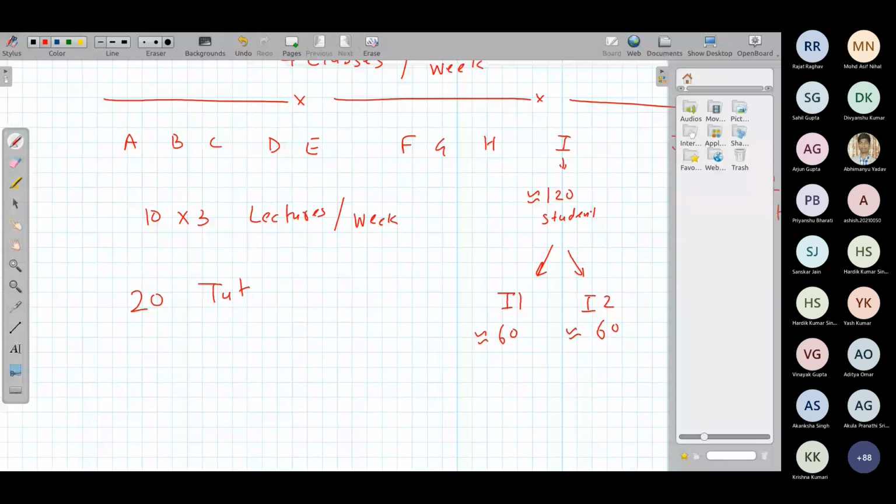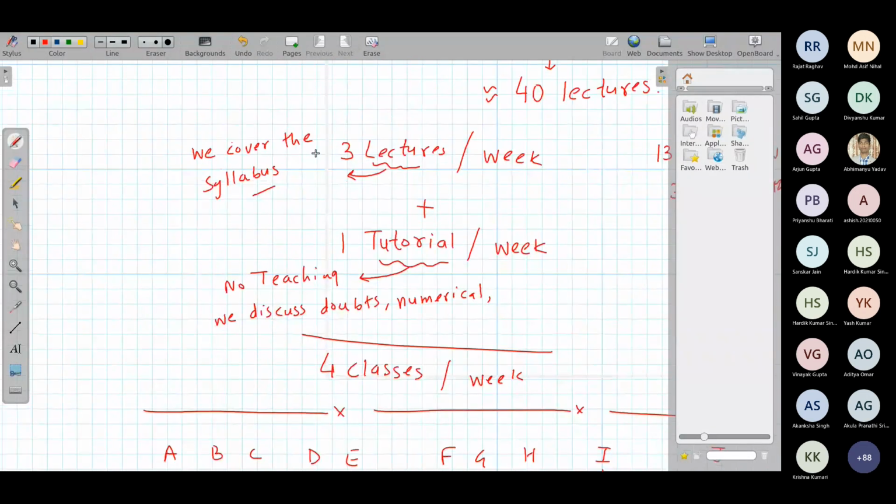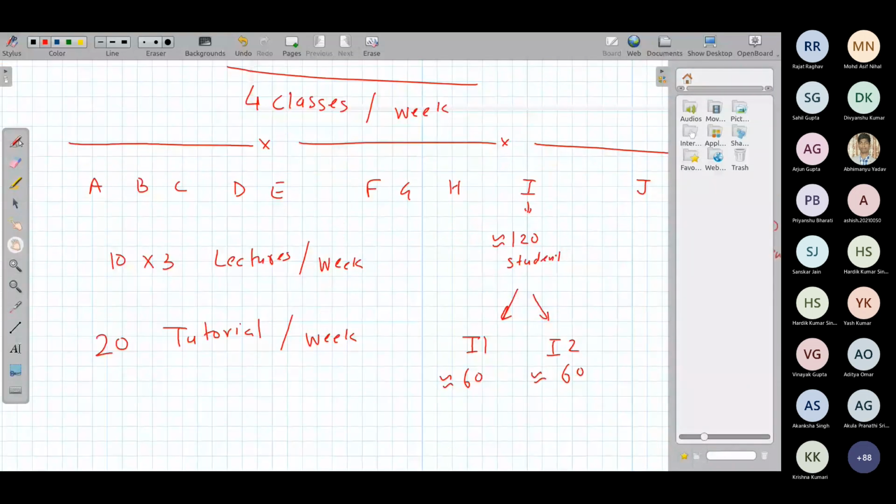Why do we have this splitting? Because here we are going to teach roughly 100 students. But when it comes to discussion, discussion takes time. Sometimes numericals are lengthy, so we need to spend more time with you. So how do we spend more time with you? We divide the students into multiple classes. These 60 students will sit in one class, and these 60 students will sit in some other class. Some other faculty will take their doubts. That's how we can spend more time with you while we discuss the numericals and your doubts.